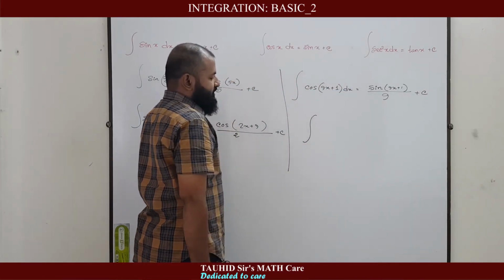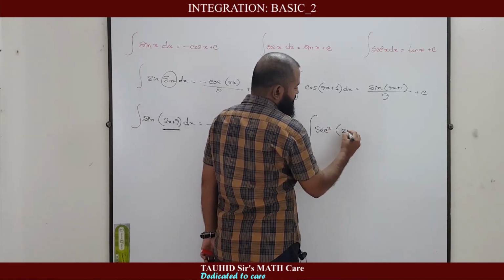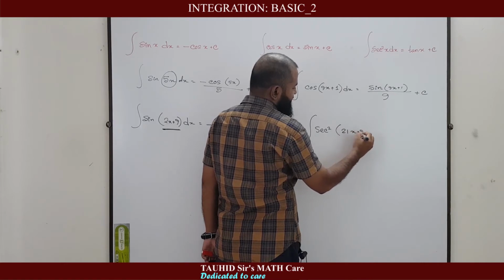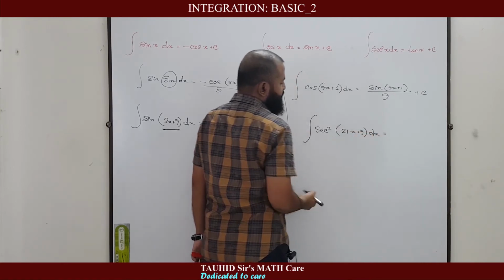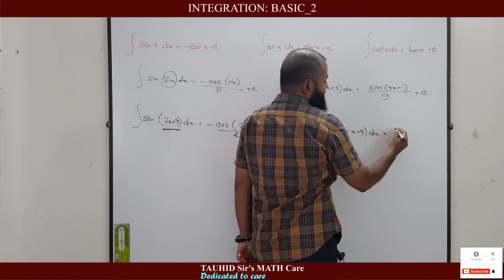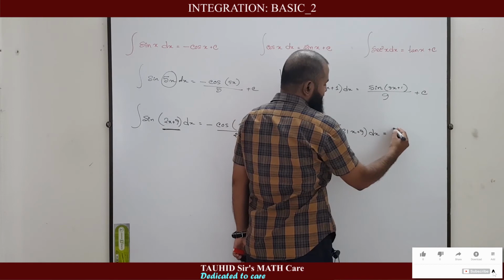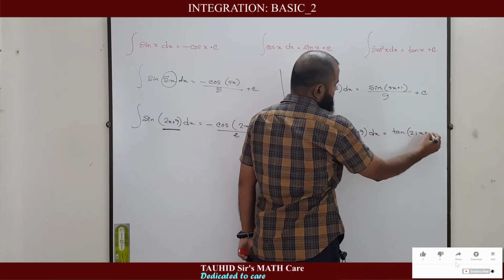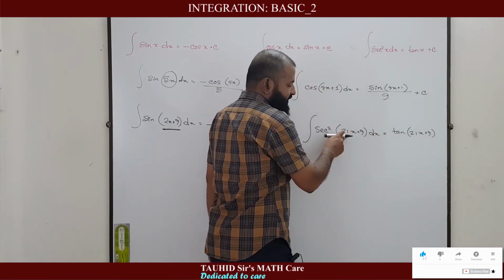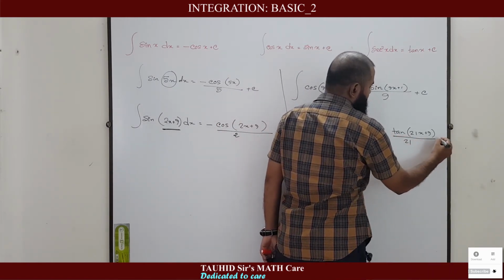If we integrate sec square of something, that means if we integrate sec square(21x plus 9) dx equals, if we integrate sec square x, we get tan x. So after integrating sec square of this, we get tan of this. And the coefficient of x will sit in the denominator, plus c.